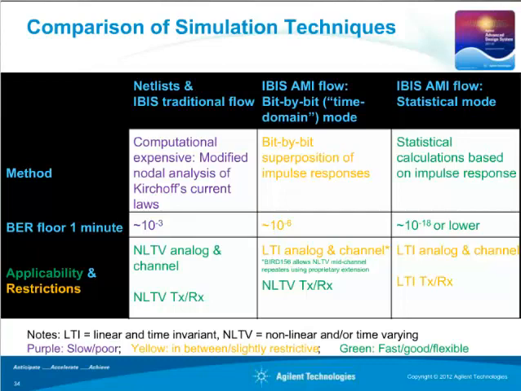On the left column, we're talking here netlist IBIS traditional flow. That's SPICE. So it's computationally expensive. We talked about that, but very general purpose. So you've got really no restrictions about the kind of model you can put in there in terms of whether it's nonlinear or linear, those kinds of things.